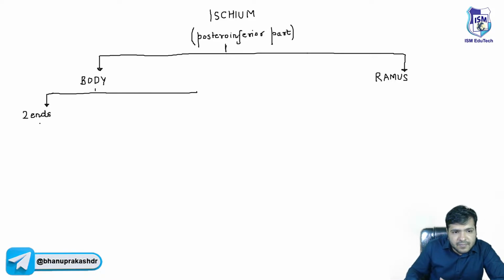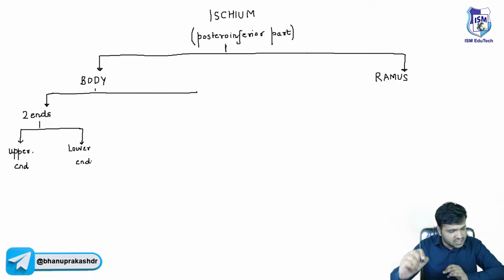These two ends, beta, I will tell you: we have the upper end of the body, and we have the lower end of the body. The superior and the inferior end. Upper का मतलब ऊपर, lower का मतलब नीचे होता है.